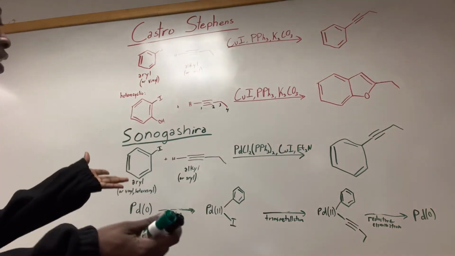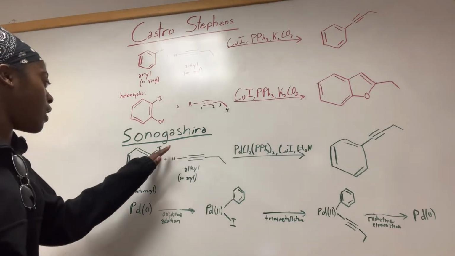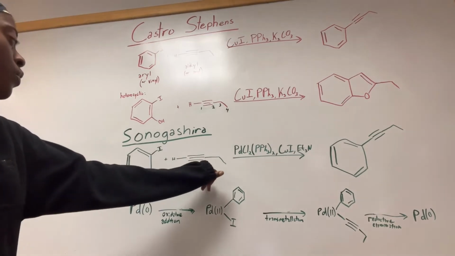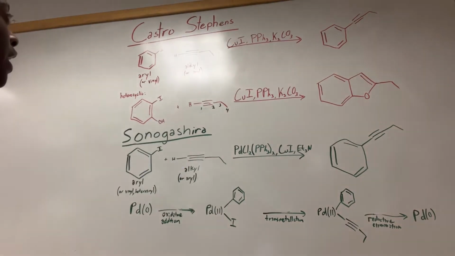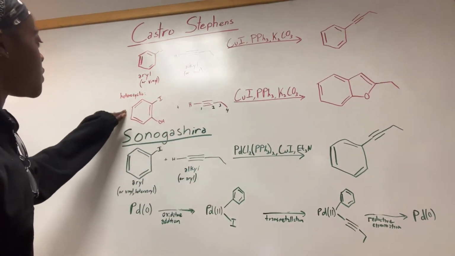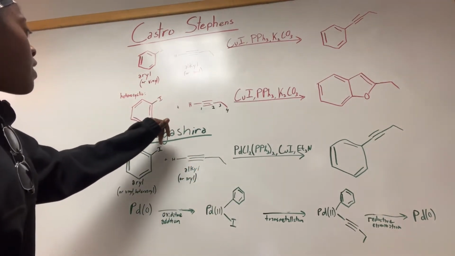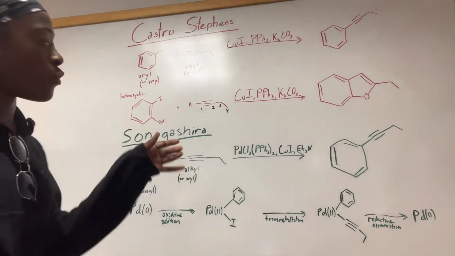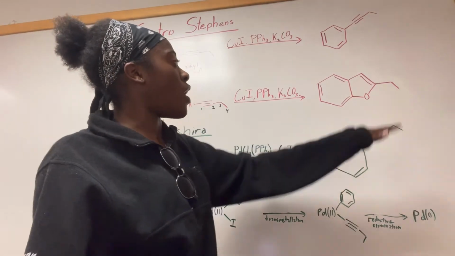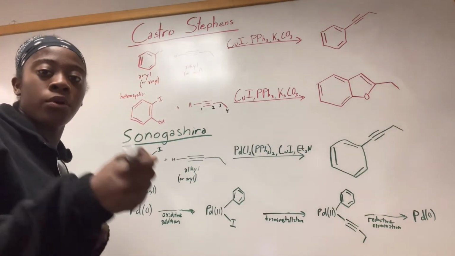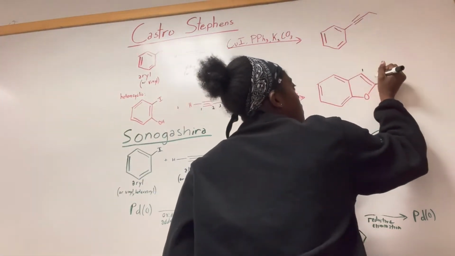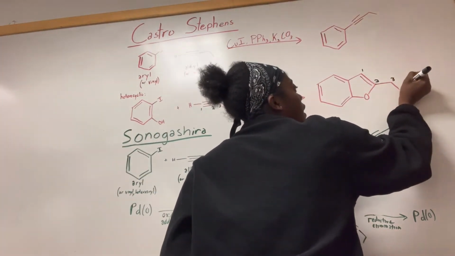Some other differences that can occur here are the halides used, as well as the R group coming off of the terminal alkene, specifically in the Sonogashira reaction, which we discussed earlier. And then for the Castro-Stevens, we can see what happens when we have an alcohol or an amine group ortho to the halide. We end up with a heterocyclic product, and we can number the carbons from the alkene in our product so we can see where they line up.